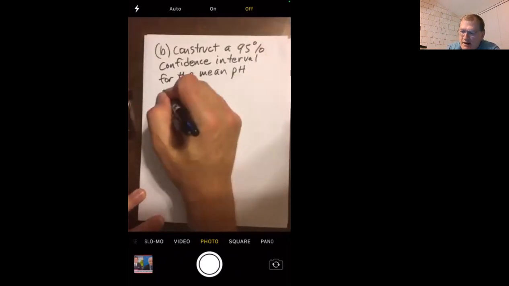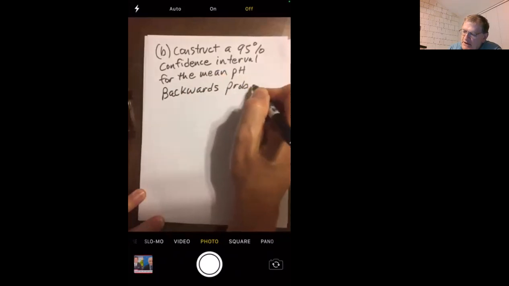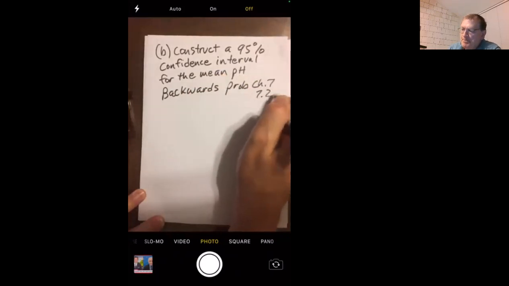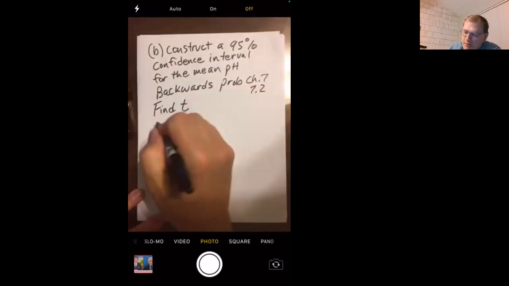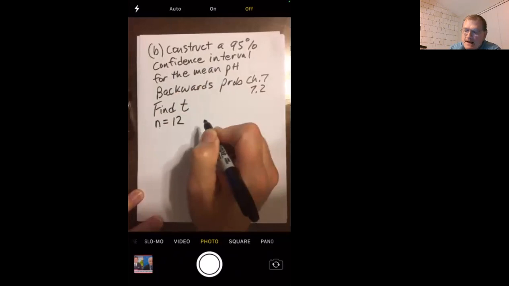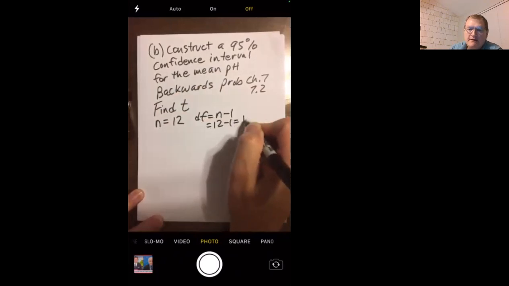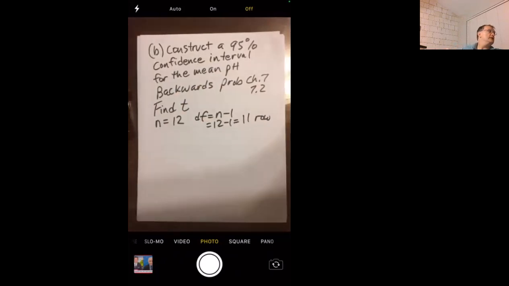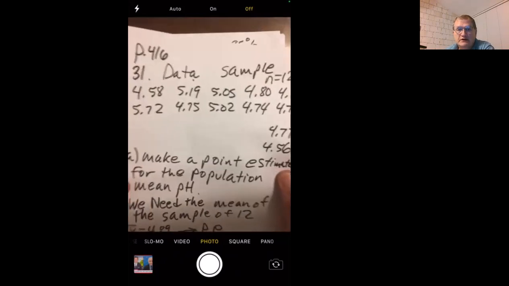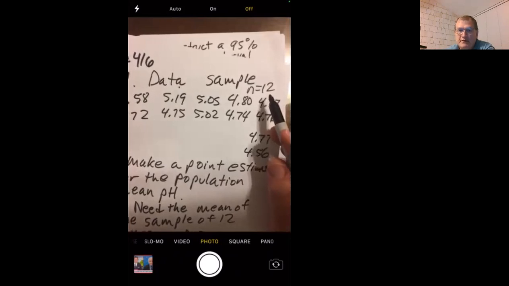I'm going to show, this is the backwards problem. Chapter 7, 7.2. We've got to find our T. Well, remember N was 12. So our degrees of freedom, guess what, is N minus 1, which will be 12 minus 1, which will be 11. Are we going too fast? Oh, we're good. Put back up to 12 numbers. They took 12 dates, so we've got a number for every date. So N was 12. That gives us a degrees of freedom of 11.